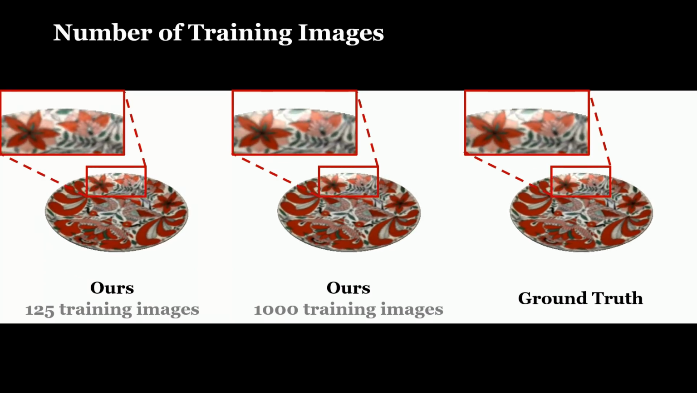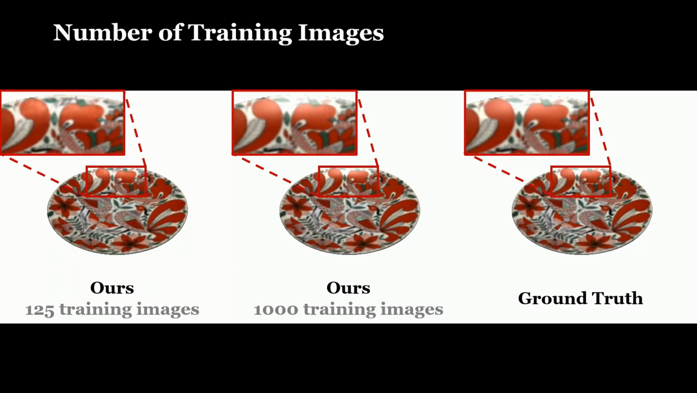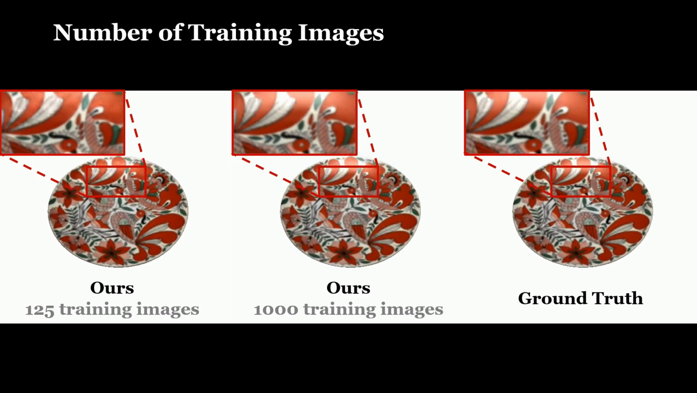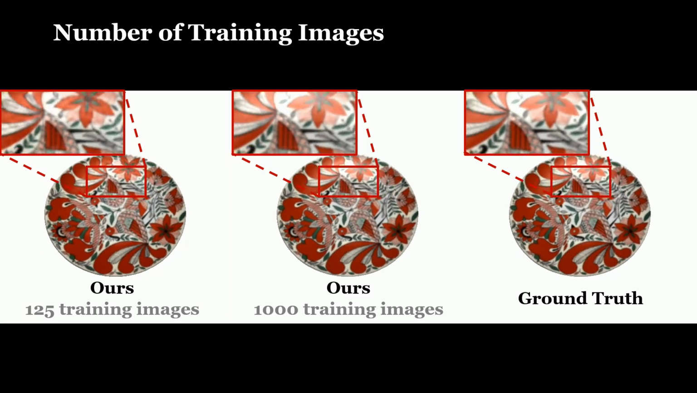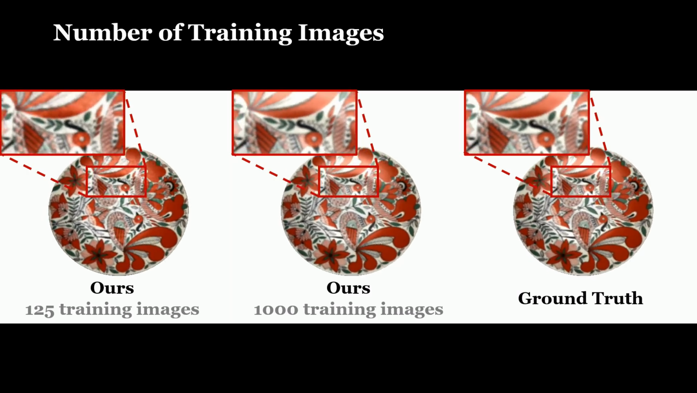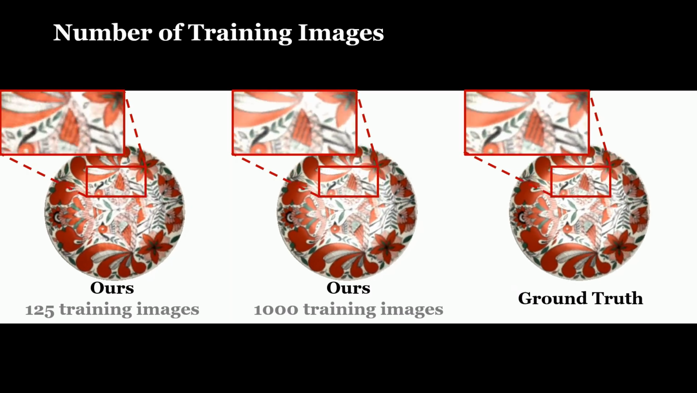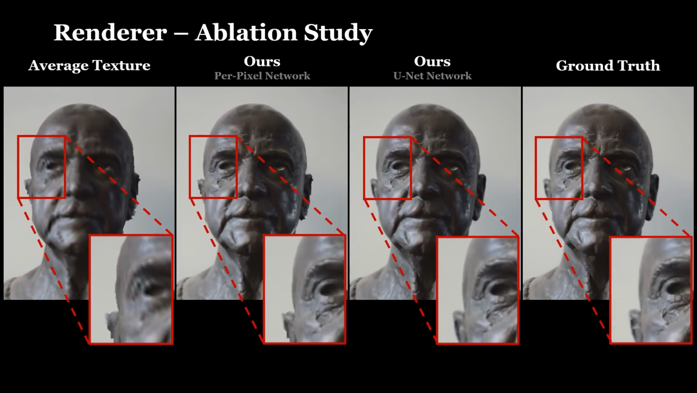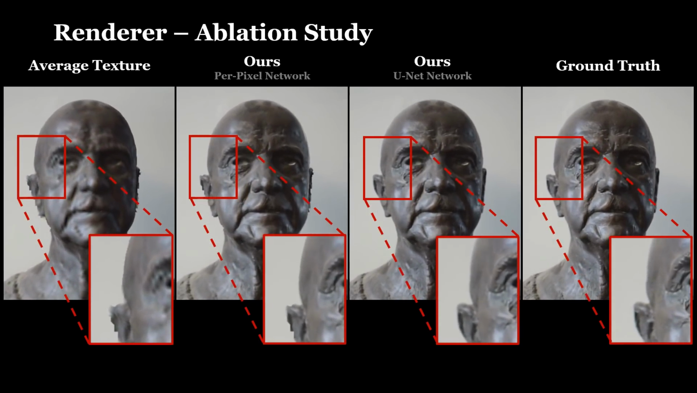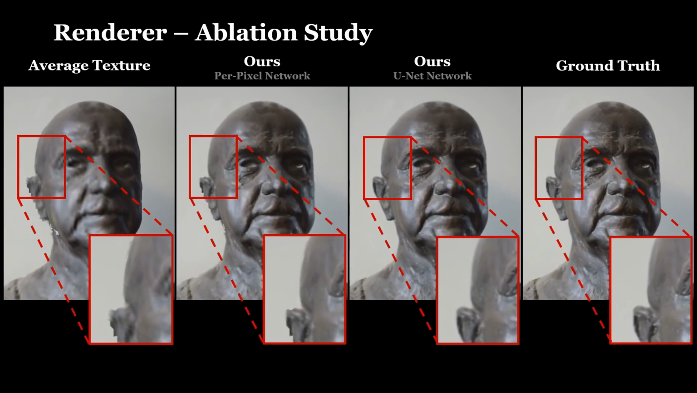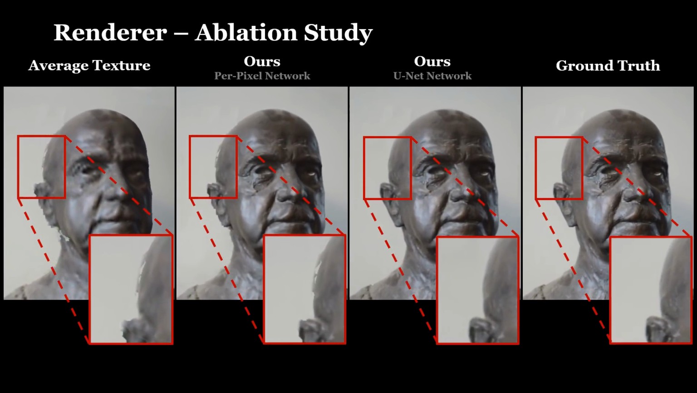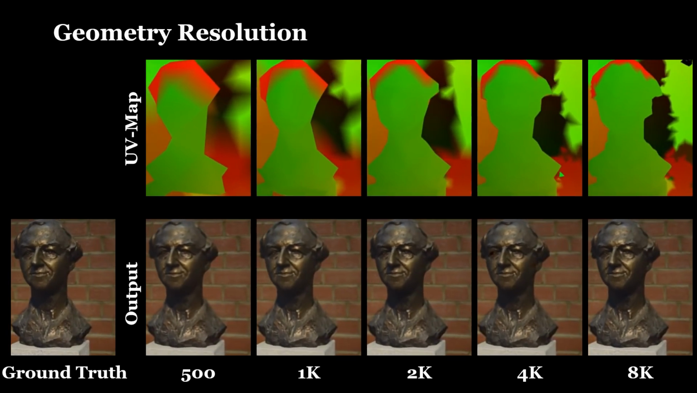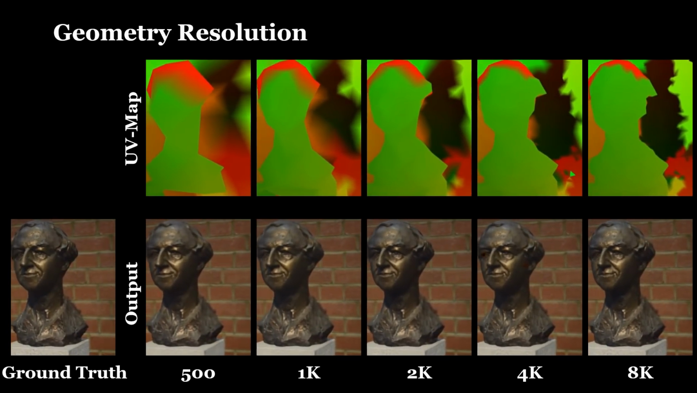The number of training images influences the re-rendering quality. In particular, view-dependent effects are not well captured with a reduced set of images. Here we show an ablation study of the rendering network. In contrast to a per-pixel network, our U-net-like renderer is able to generate sharper results as well as compensate for errors in the geometry. This ablation study shows the effect of a reduced resolution of the underlying geometry.